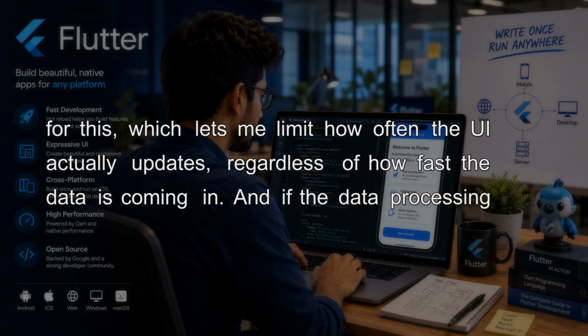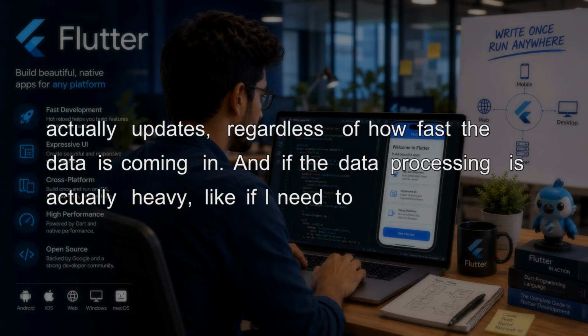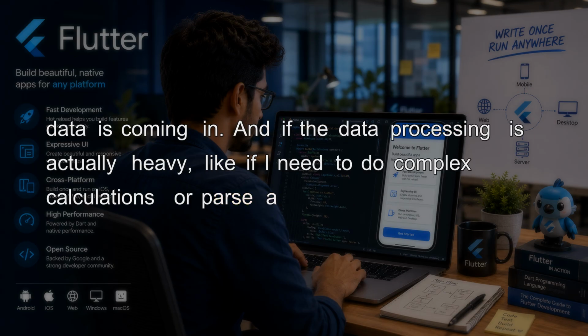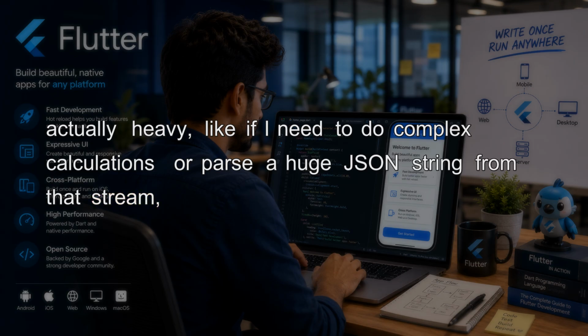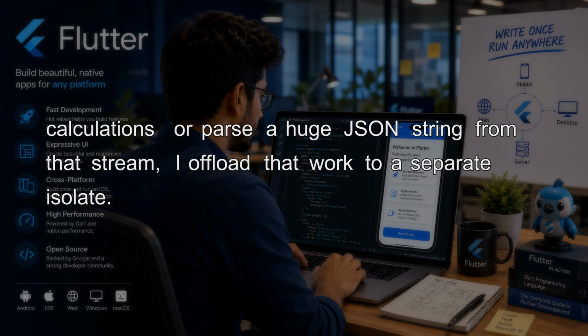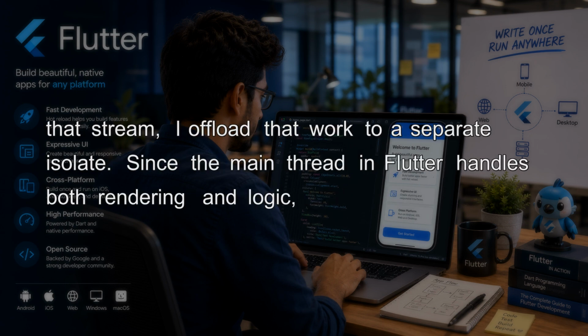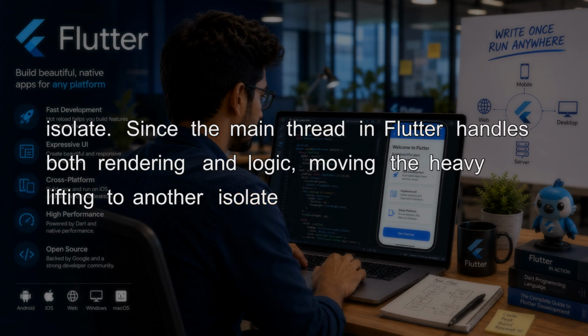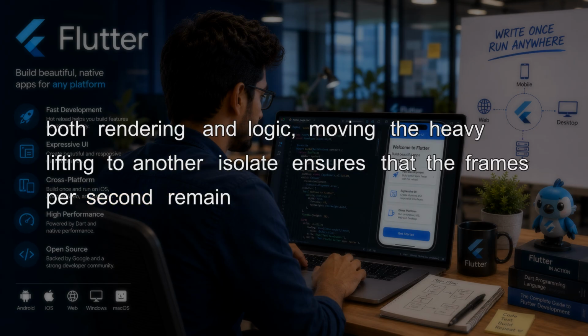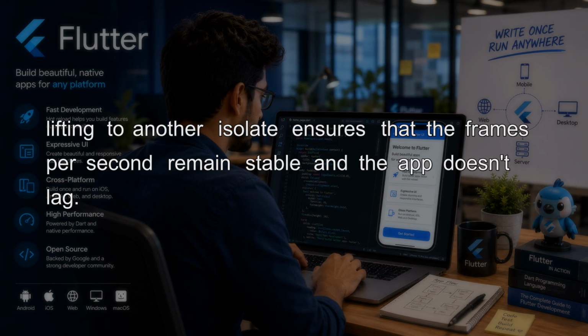And if the data processing is actually heavy, like if I need to do complex calculations or parse a huge JSON string from that stream, I offload that work to a separate isolate. Since the main thread in Flutter handles both rendering and logic, moving the heavy lifting to another isolate ensures that the frames per second remain stable and the app doesn't lag.